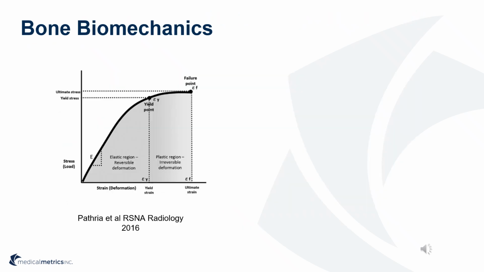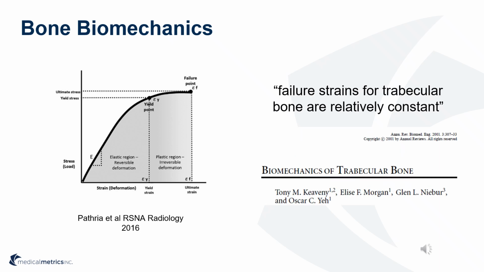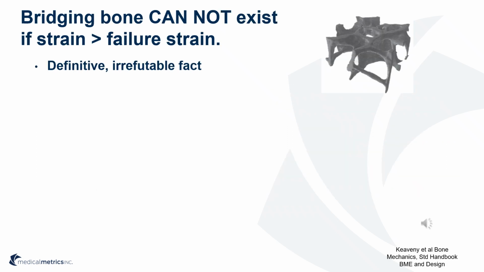Bone biomechanics have been extensively studied. Bone will initially behave elastically, meaning that when the load is removed, bone will spring back to its initial condition. If loaded past the elastic region, it begins to yield and then it fractures. From the work of Kivini et al. and others, we know that the failure strain of bone is fairly constant across anatomic sites and even species. One thing can be stated definitively. Bridging bone cannot exist if the strain is greater than the failure strain of bone.